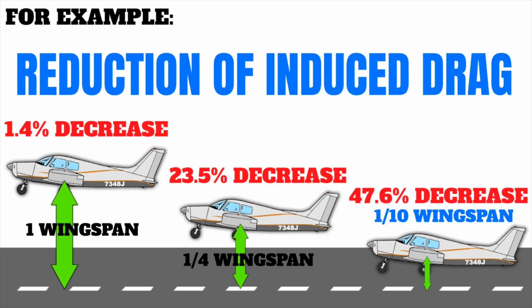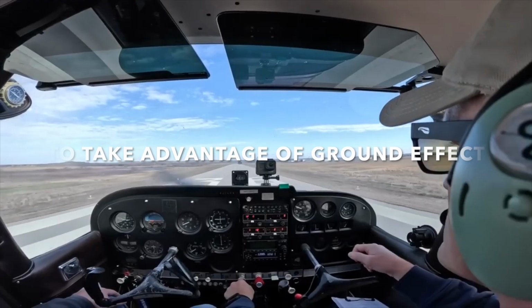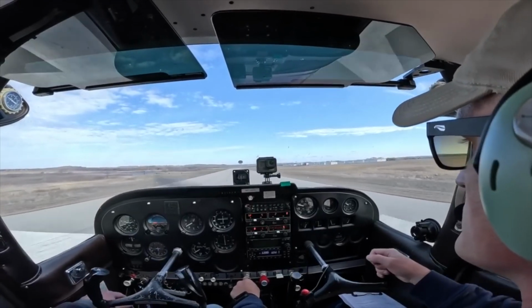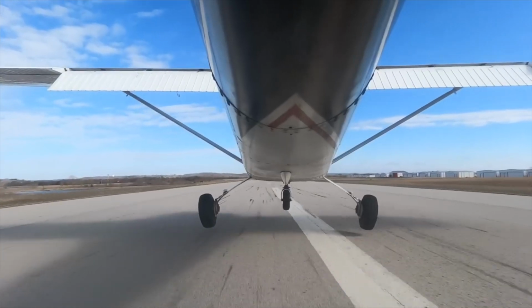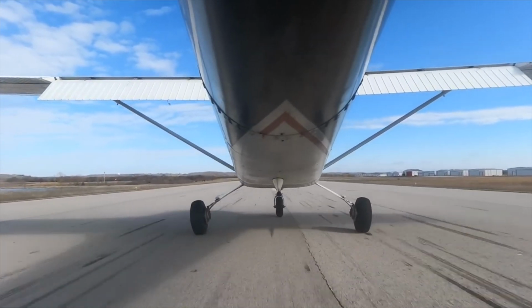So, if you want to use ground effect to your advantage, fly the airplane as low as you possibly can when you flare the aircraft. This will allow your airspeed to bleed off more slowly. And that means that your wings will lose lift much more gradually, and that will allow you to have a buttery smooth landing.